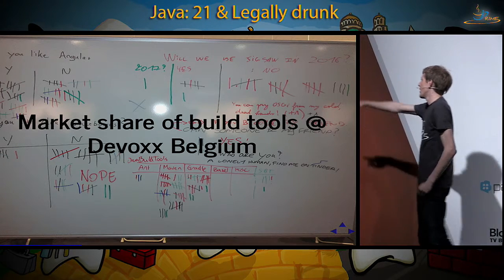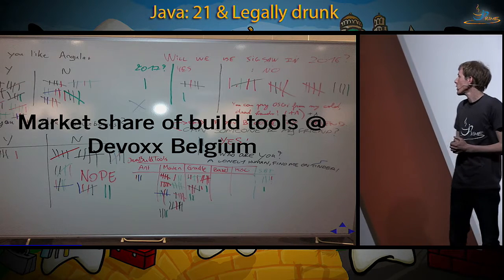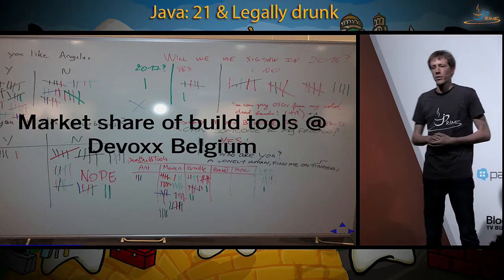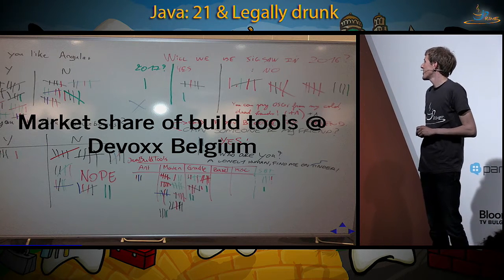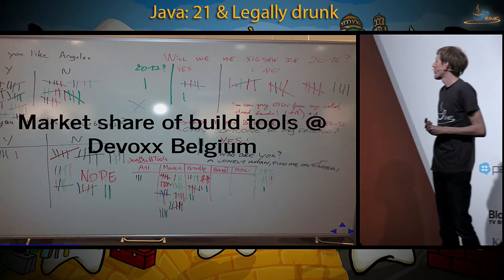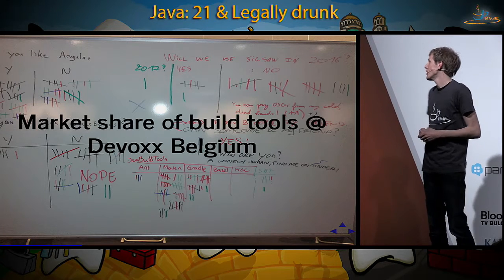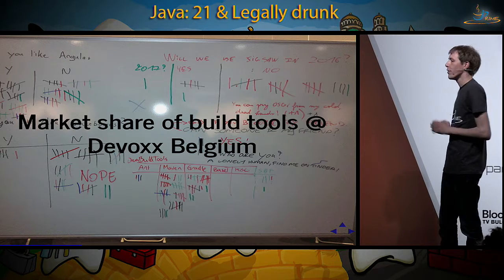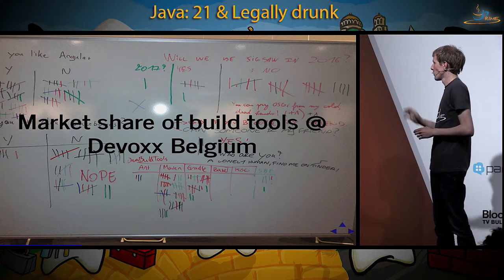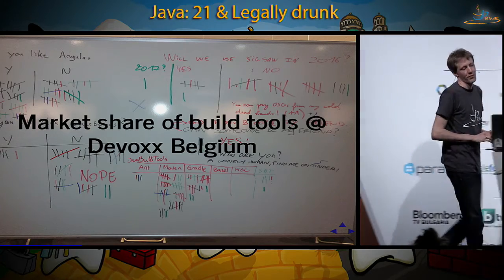And I put this little one here, Java Build Tools. It's a bit small, sorry for that, because I wanted to see how many people are actually using Gradle at the moment. And it's quite interesting to see that these numbers actually match yours, because a bit over half of the people are using Maven, a few are using Ant, and like 25% are using Gradle. So that's great to see.